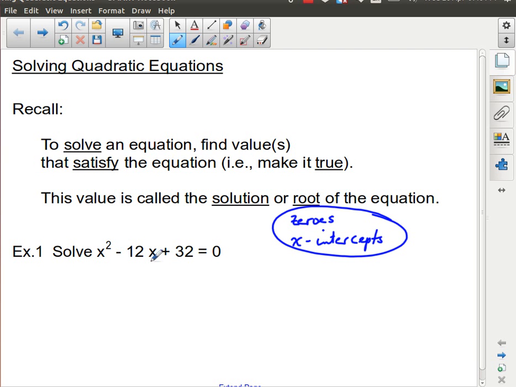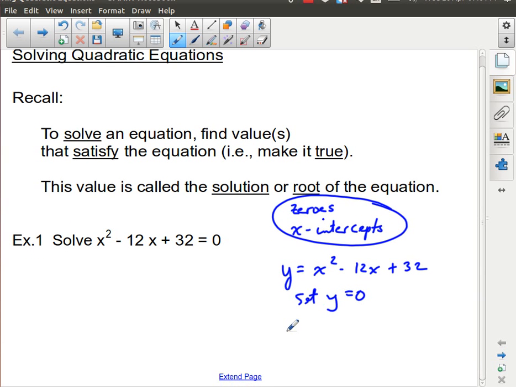If you take a look at this quadratic equation, this is the same as if we started with y equals x squared minus 12x plus 32. And how do you find the zeros of this? You set y equal to 0. And if I were to do that here, I would get 0 equals x squared minus 12x plus 32. So to find the zeros, we set y equal to 0. So this y value becomes 0. And as you can see, this is what I'm now referring to as a quadratic equation for me to solve.